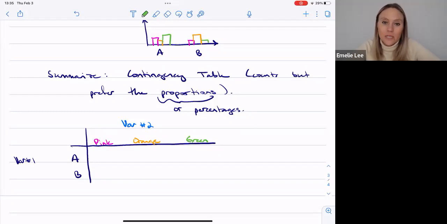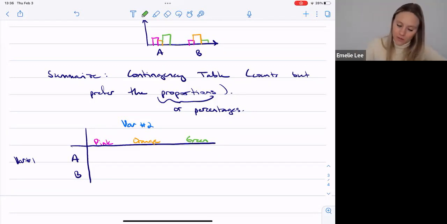Now, if you've worked in Excel at all, you're probably familiar with pivot tables, right? And they are just contingency tables. And if you have really played around with it, you know that you can have more than 2 categorical variables in there, but it makes it really hard to see what's going on. But you can.